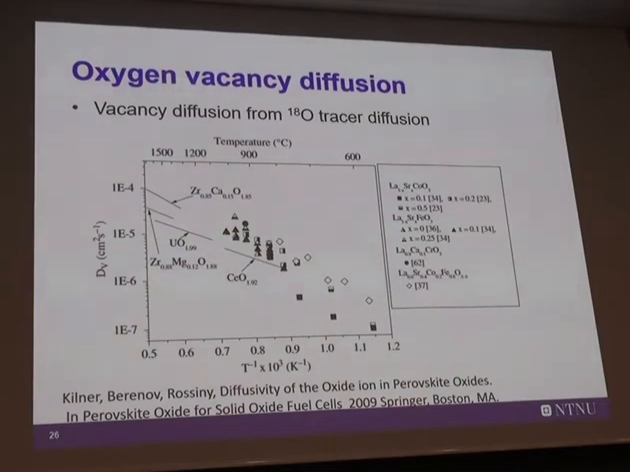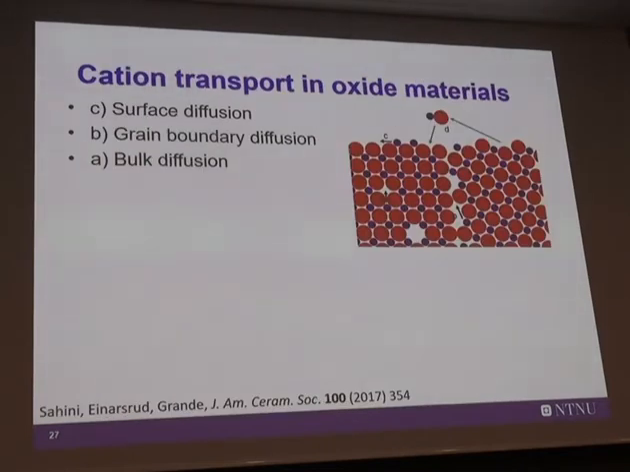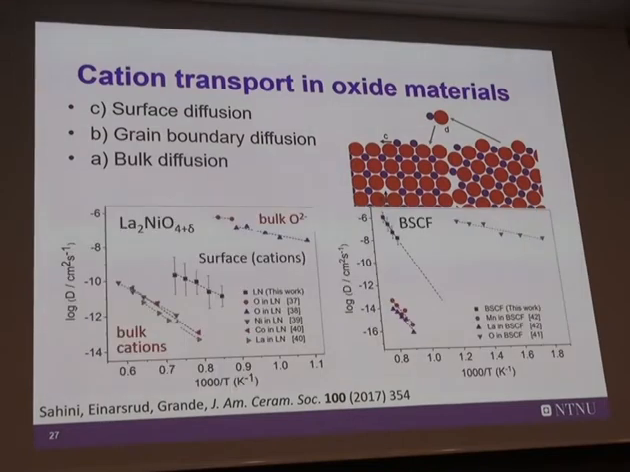But also remember that cations are important, as we talked about in the Schottky defect equilibria. Then you also have to have cations moving. And the cations can move either by surface diffusion, grain boundary diffusion, or bulk diffusion. The most important take-home message of this slide is that there is a huge difference in mobility for cations if you're on the surface, on the grain boundary, or in the bulk.